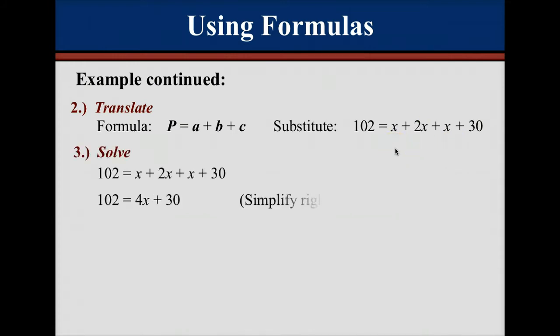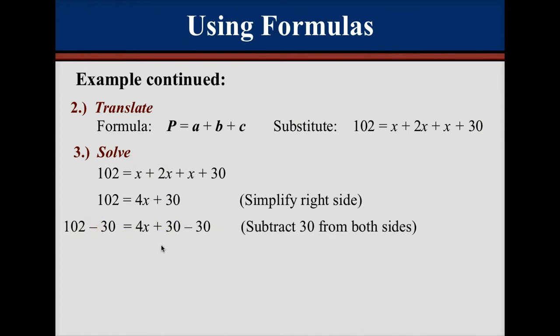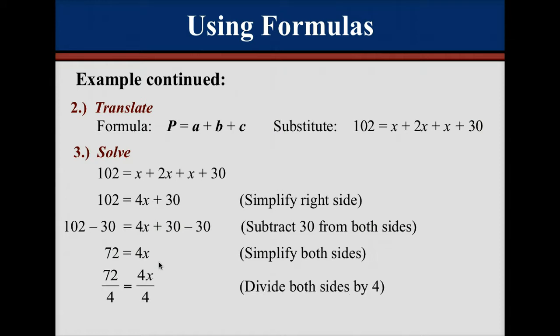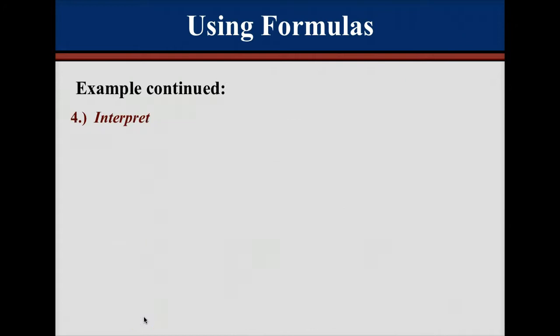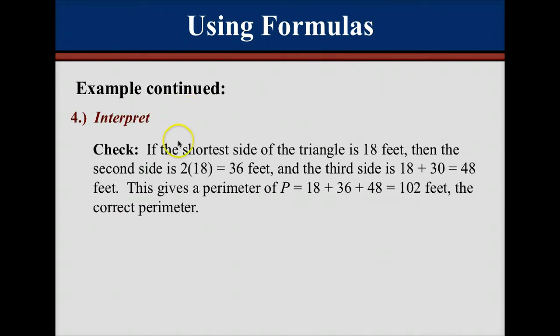Now we're going to solve for x. First thing we need to do is simplify the right side. We have three terms with an x, so that'd be 4x plus 30. Subtract 30 from both sides. Simplify. Divide both sides by 4. So we know that the length of the shortest side is 18. X is 18.